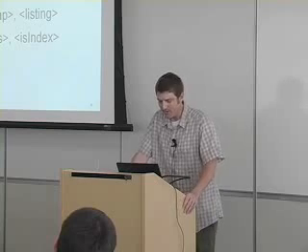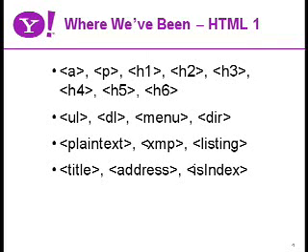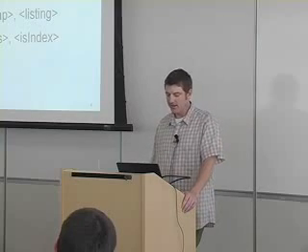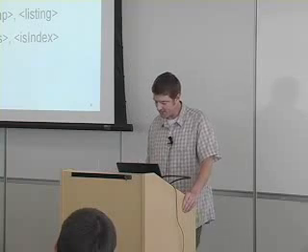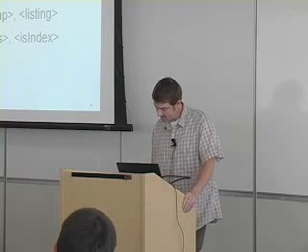It was a really simple subset of what we have now. It was strictly content-based, so you could say what a link was, what a paragraph was, what your headers were, lists, some inline text stuff, plain text, example, as well as some meta tags for like title, address, is index.